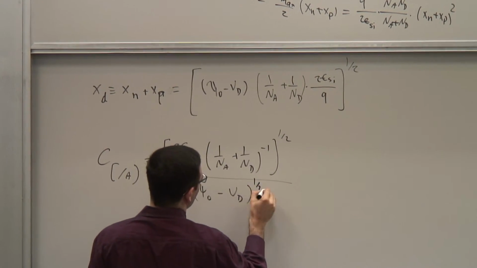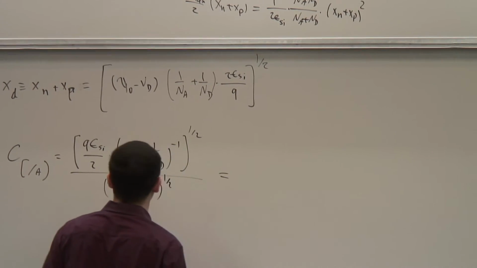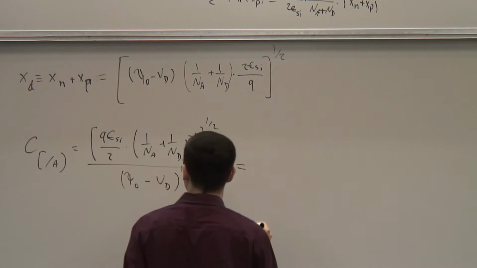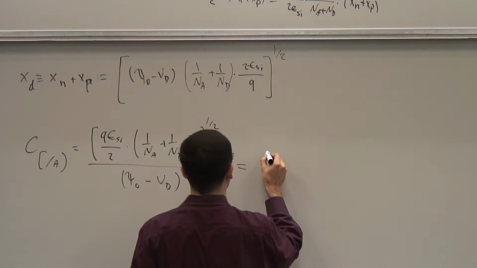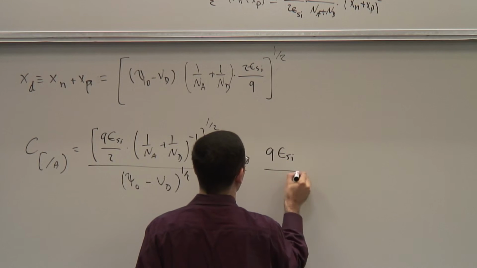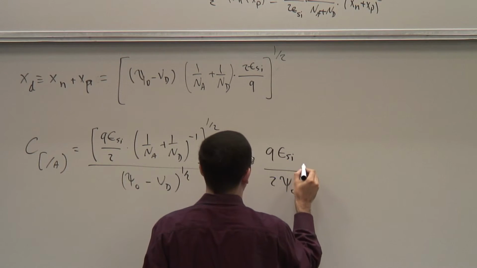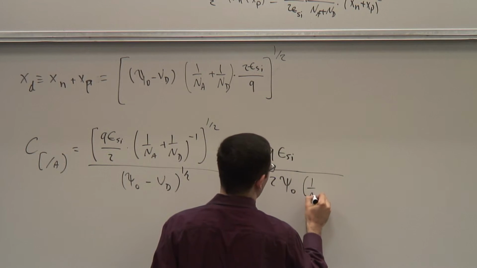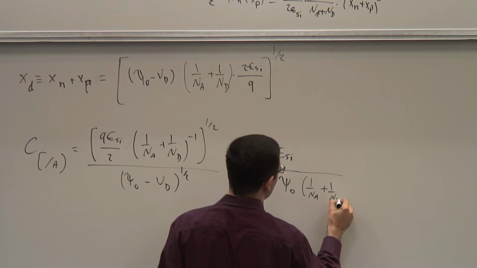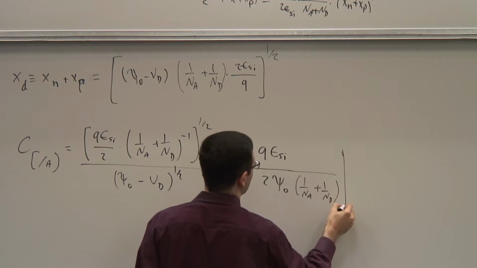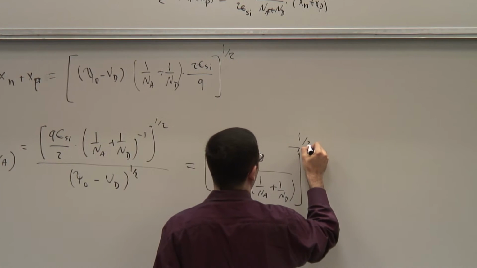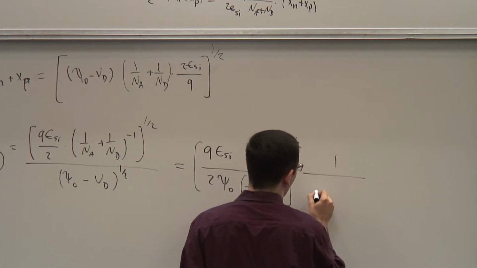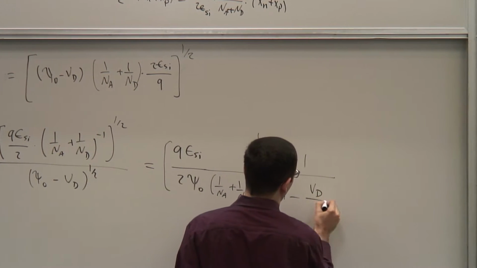Which I can rewrite, I can factor the rest of the parameters out, so I get Q epsilon silicon over 2 psi naught divided by 1 over NA plus 1 over ND, and then 1 over 1 minus VD over psi naught, all under the square root.